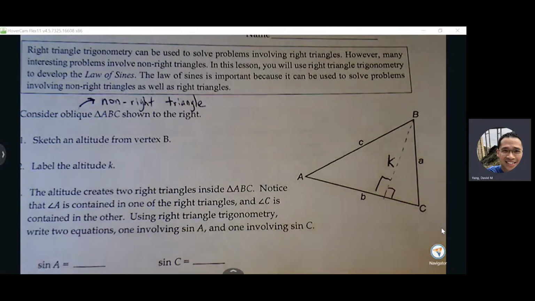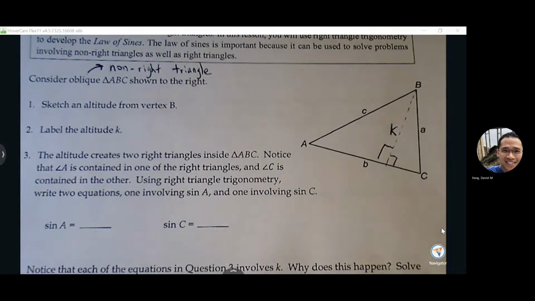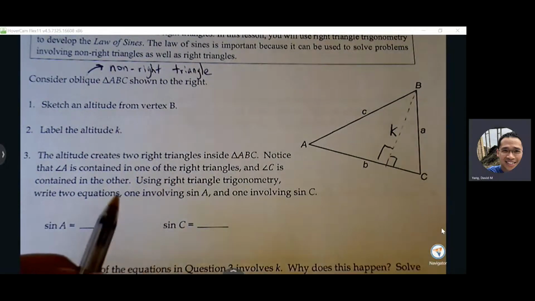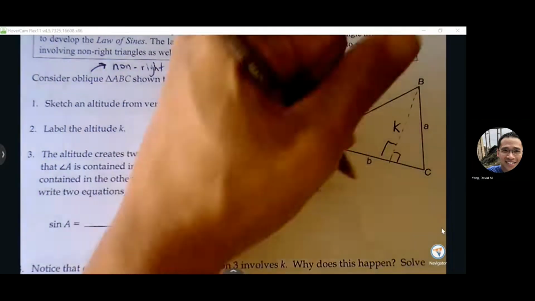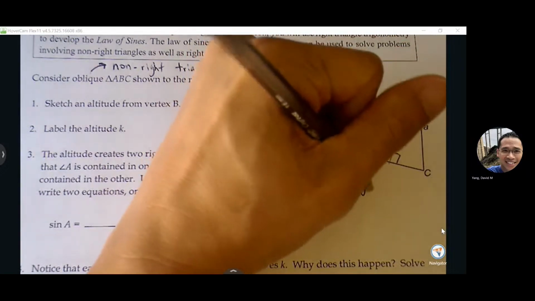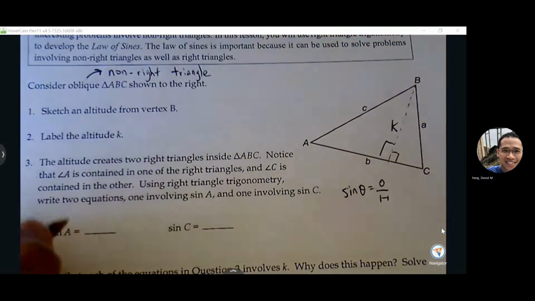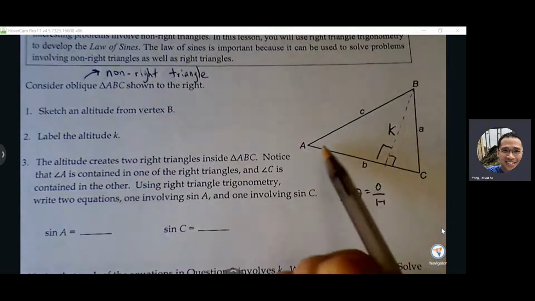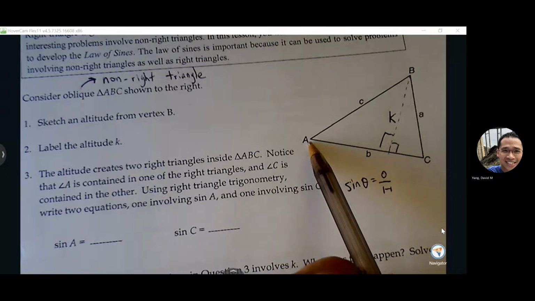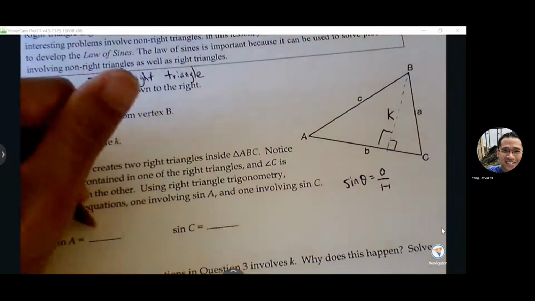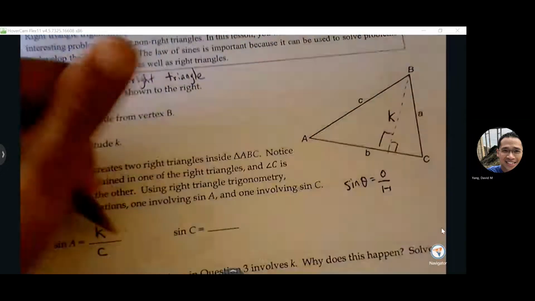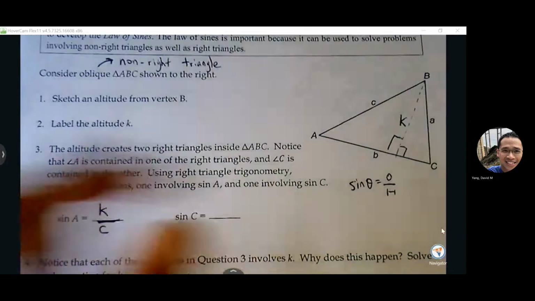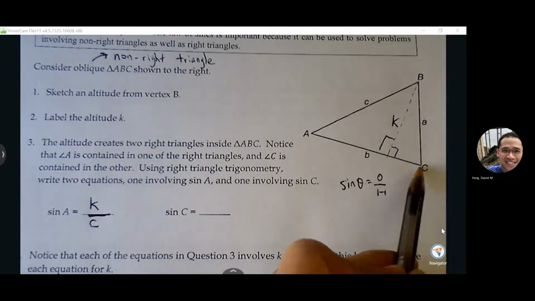All right, the altitude creates two right triangles inside triangle ABC. Notice that angle A is contained in one of the right triangles and angle C is contained in the other. Using right triangle trig, write two equations involving sine A and sine C. We know sine is opposite over hypotenuse. So what's sine A going to be? K over c, yeah. Sine C will be what? K over a.